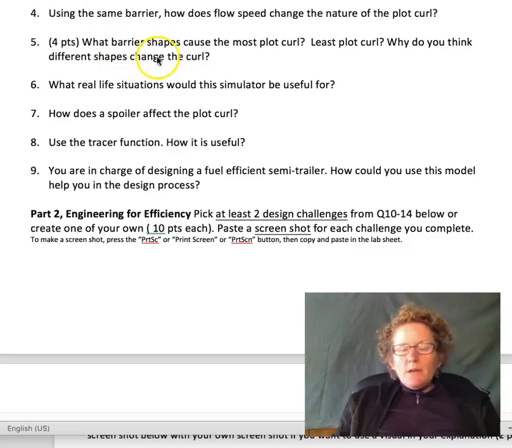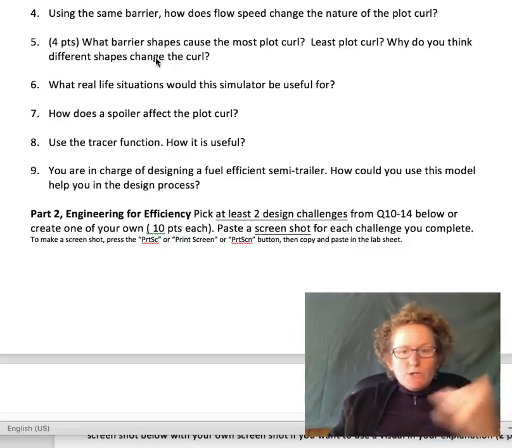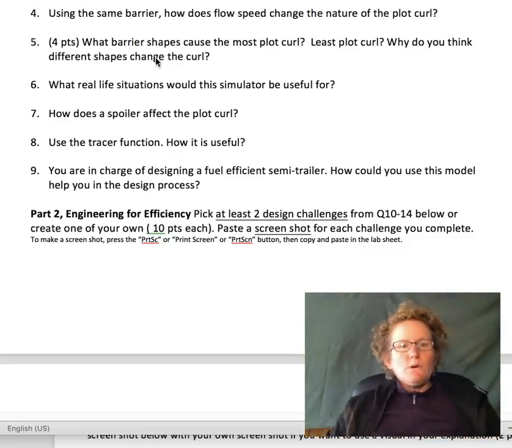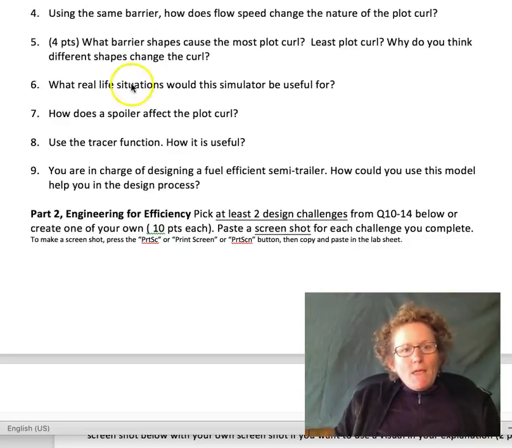Try all the barrier shapes and see what causes the most plot curl. And I know you have to be a little bit subjective here, but do your best. See what you think causes the most turbulent air behind that shape. Where is the air just swirling up the most? And then think about what real life situations this simulator would be useful in.